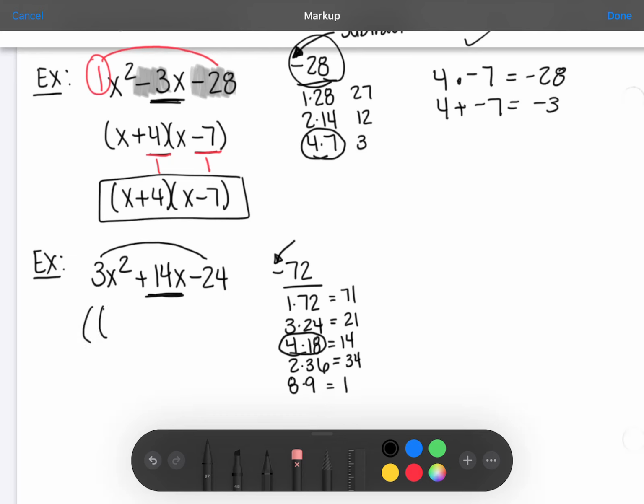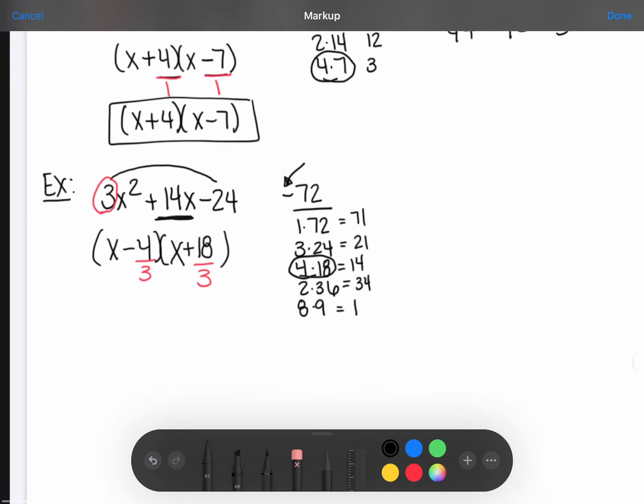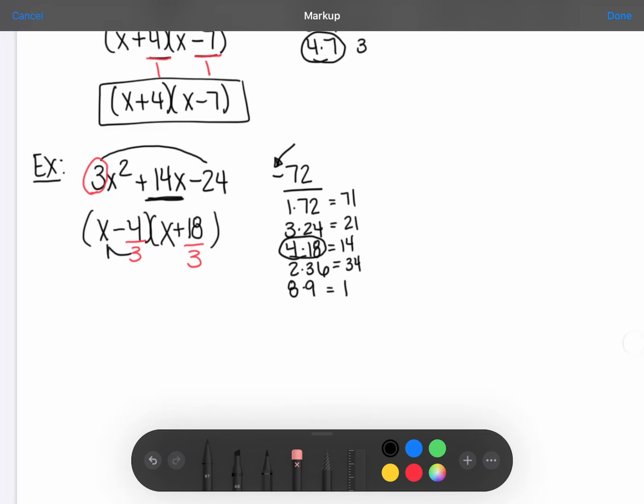So I set up my two houses here. I have x, x, my two winning numbers are 4 and 18. So what are my signs on 4 and 18 in order for it to be a positive 14? If you said a negative 4 and a positive 18, you are correct. All right, now we have to remember to divide by that leading coefficient, which is a 3, and then bring your bottom up if you can't reduce it. So 4 over 3 does not reduce, so I'm going to bring my bottom up and get 3x minus 4. 18 divided by 3 is 6, so that becomes x plus 6, and you are done.